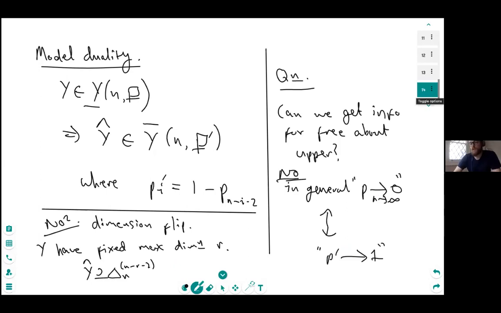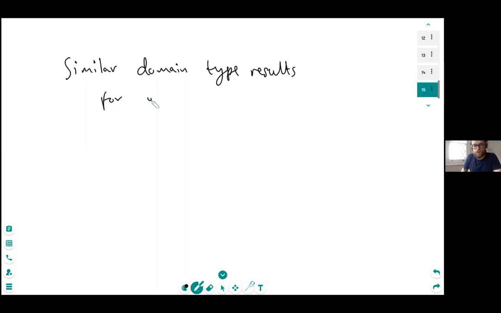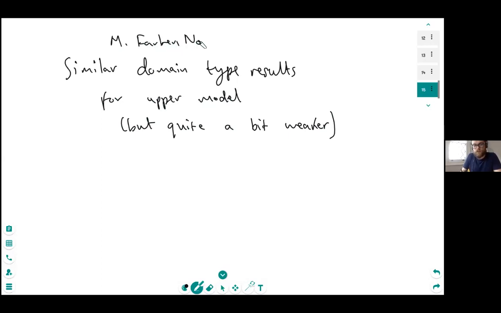So we weren't able to just get information for free. I won't state what we did do, but I'll hint at it: we had similar results for the upper model, but quite a bit weaker. This is joint work with Michael and Nowik. And why were they weaker? Essentially for two reasons. First, links behave well in the lower model.